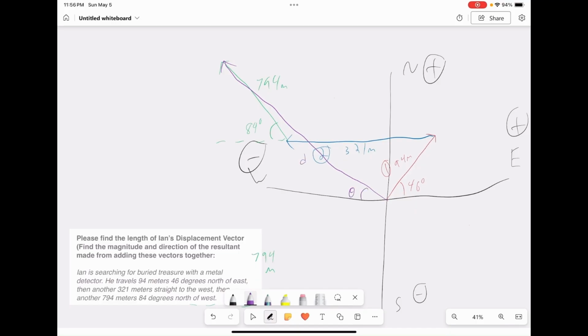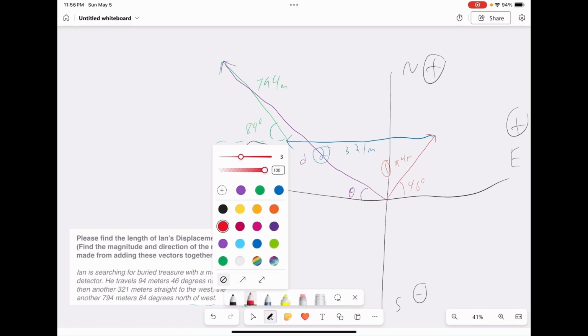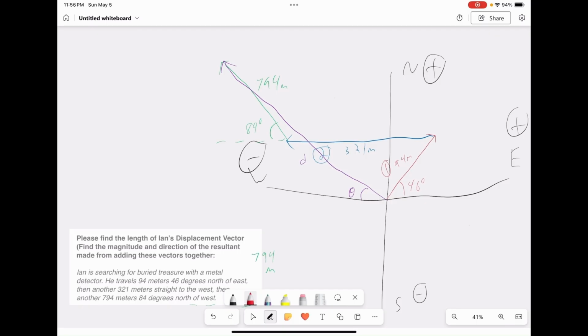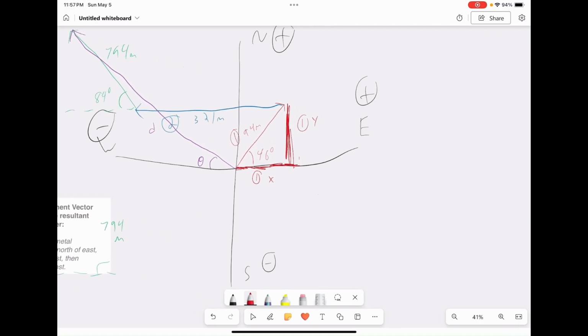All right, so step 1, whenever we have a diagonal line in physics, we're going to kill it on sight with sine and cosine. So first things first, we're going to find out what all of our x and our y components are. So here I've got my first vector's x component, and here I've got my first vector's y component. We're going to find these using sine and cosine.